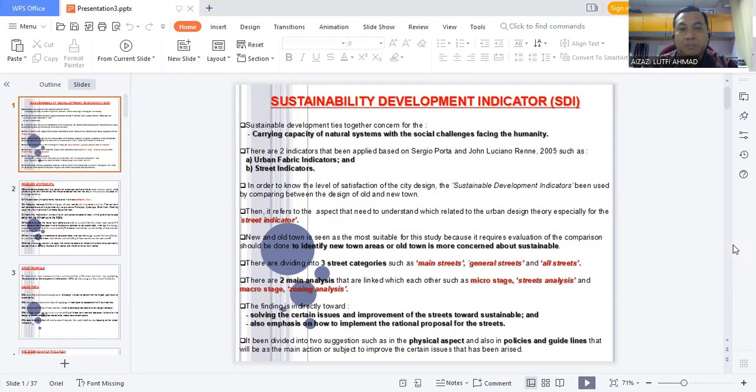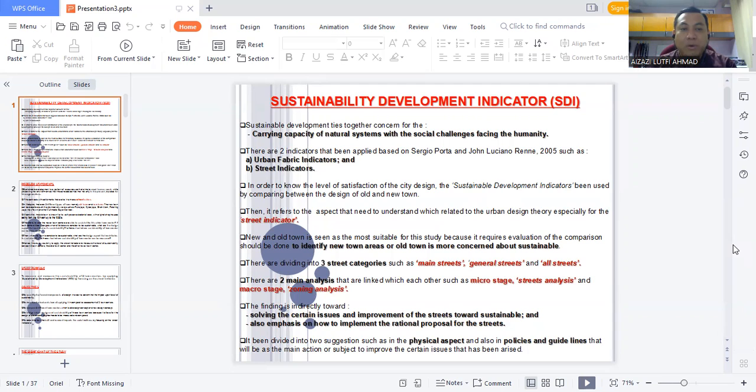Then it refers to the aspects that need to be understood, which are related to the urban design theories, especially for the street indicators. Old and new towns are seen as the most suitable for this study because it requires an evaluation, a comparison, to identify whether new town areas or old town areas are more concerned about sustainability. They are divided into three street categories: main streets, general streets, and all streets. There are two main analyses that may link with each other: the micro stage, which is street analysis, and the macro stage, which is zone analysis.